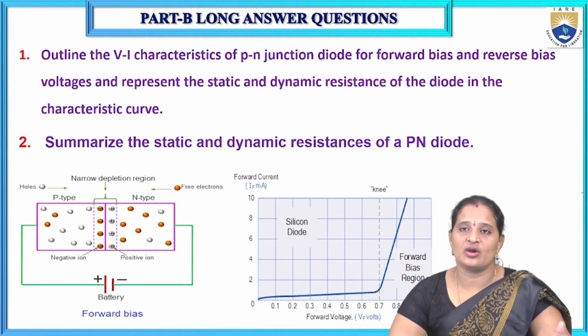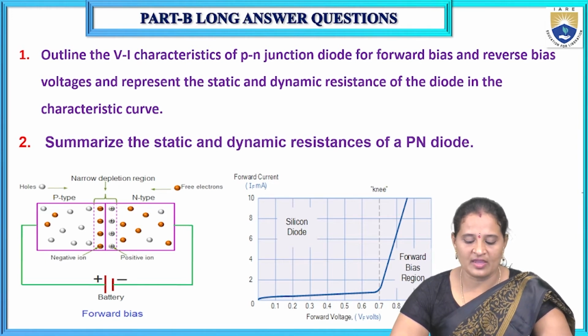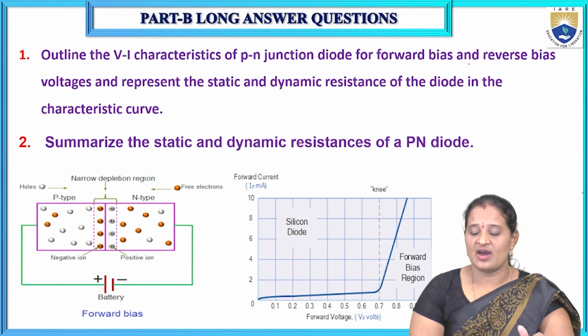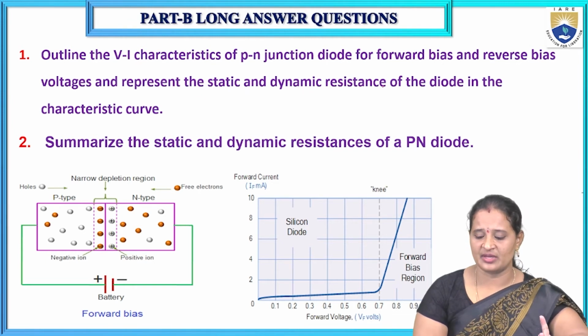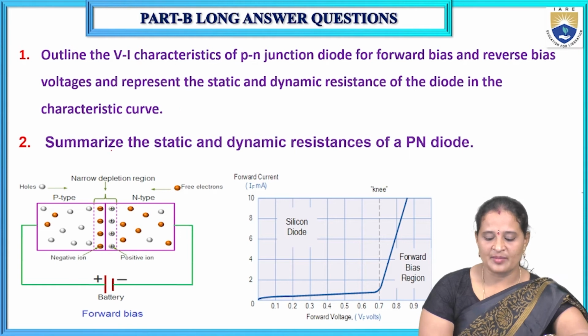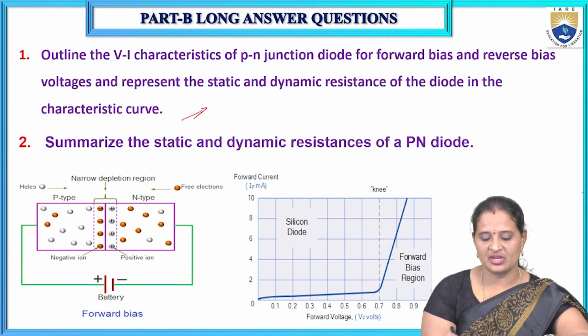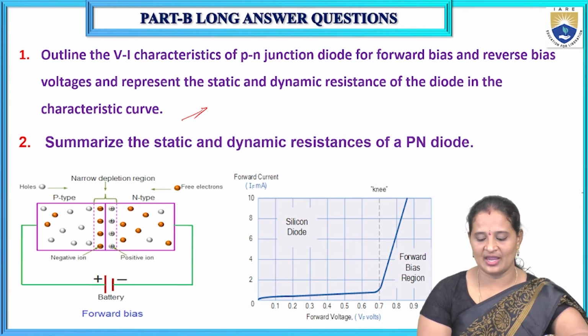Now let us discuss some long answer questions and how to answer them. Outline the VI characteristics of a PN junction diode for forward bias and reverse bias voltages, and represent the static and dynamic resistance of the diode in the characteristic curve. This is one question, and the same kind of answer can be written for the question: summarize the static and dynamic resistance of a PN junction diode. Just draw the PN junction diode circuit diagram under forward bias condition.